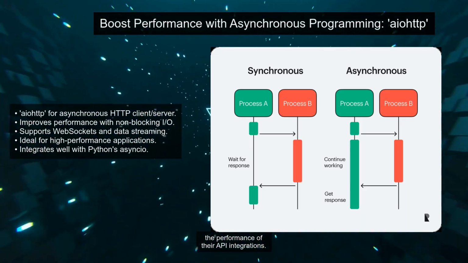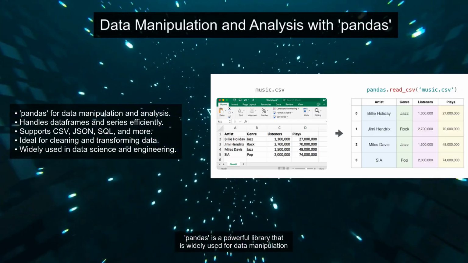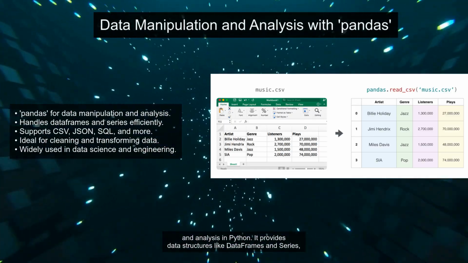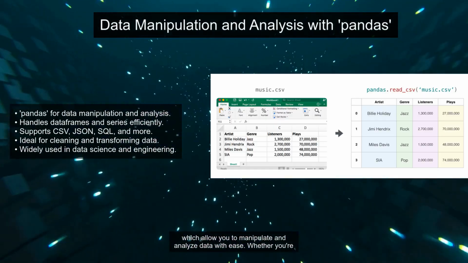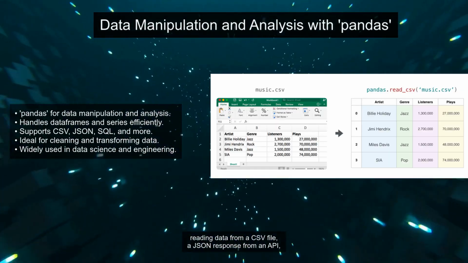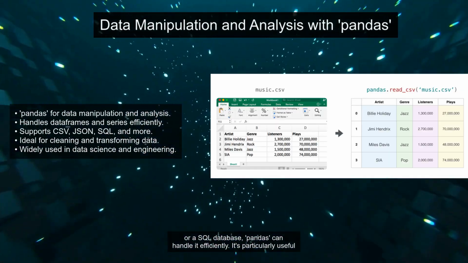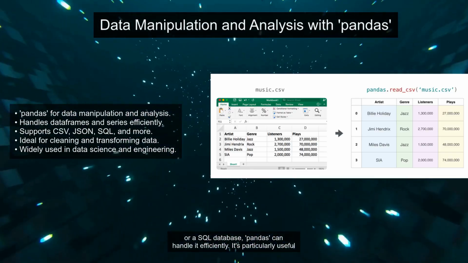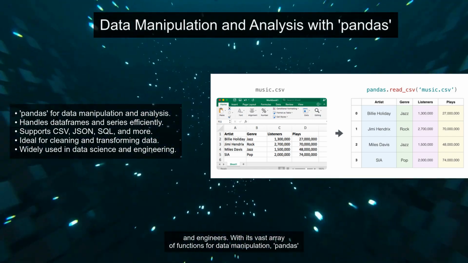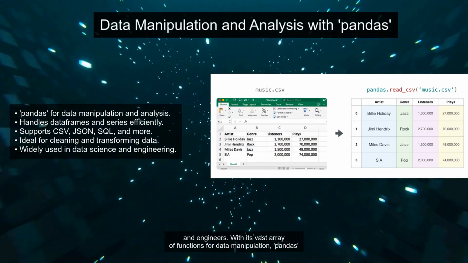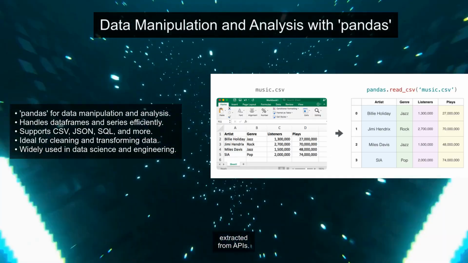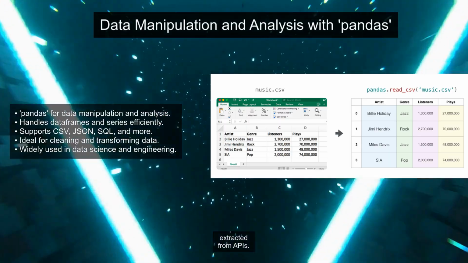of their API integrations. Pandas is a powerful library that is widely used for data manipulation and analysis in Python. It provides data structures like DataFrames and Series, which allow you to manipulate and analyze data with ease. Whether you're reading data from a CSV file, a JSON response from an API, or a SQL database, Pandas can handle it efficiently. It's particularly useful for cleaning and transforming data, making it a favorite among data scientists and engineers. With its vast array of functions for data manipulation, Pandas is an essential tool for any project that involves working with data extracted from APIs.